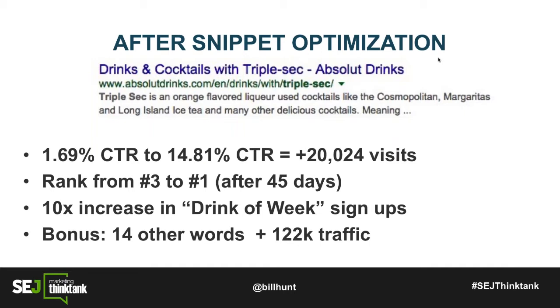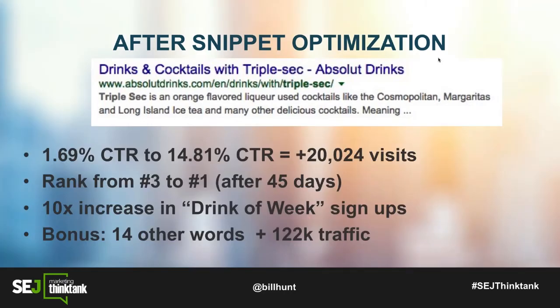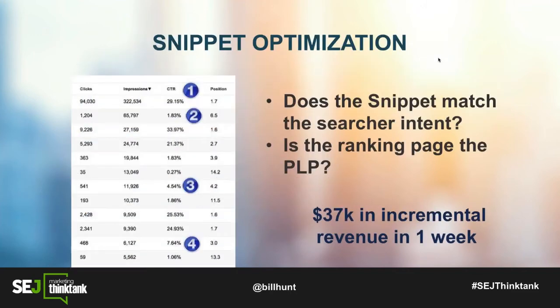So how do you do this? How do you replicate some of these findings to optimize snippets? Well, the first thing you do is go into Search Console, go into the search metrics, sort by impressions, and then I just go down the list. So I've identified 4 here for this particular client for them to work on.